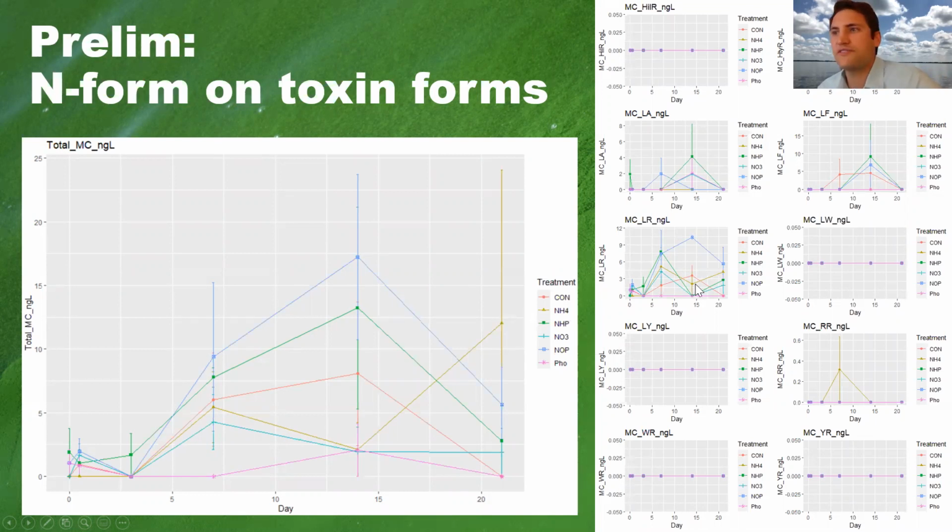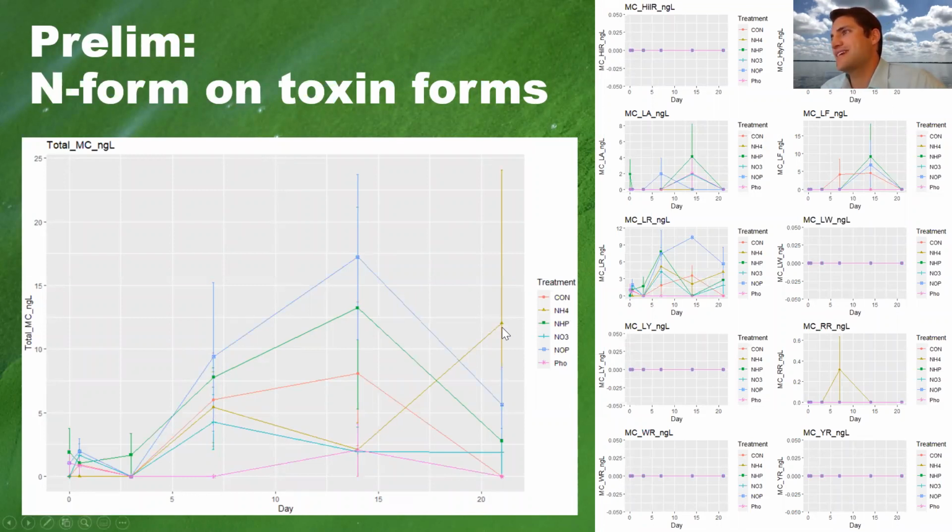And when we look at all the forms, I want you to key in on just 2 things. One, this LR, I said is the most frequently detected. Well, we detected it in all of our tanks. Every single one, we had a detection. So it is, for whatever reason, one of those frequently detected congeners.